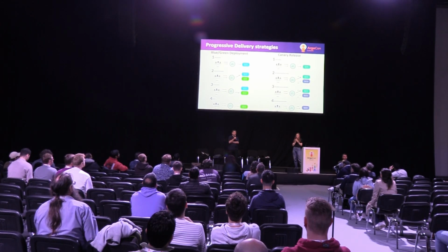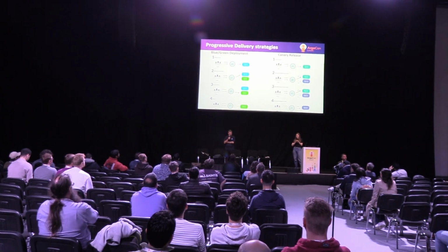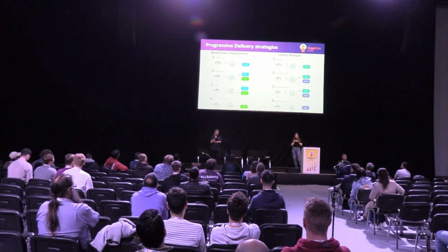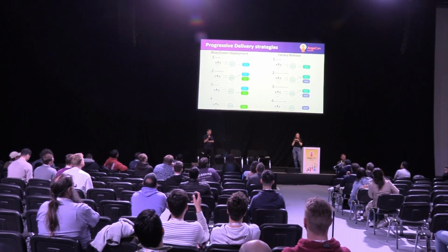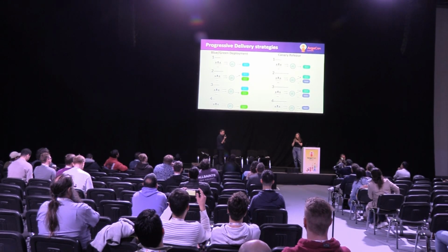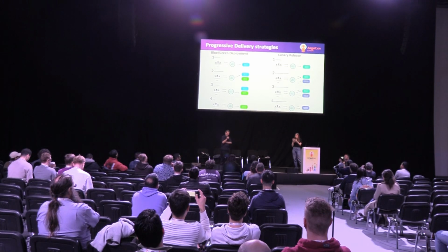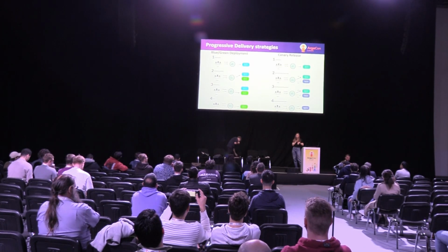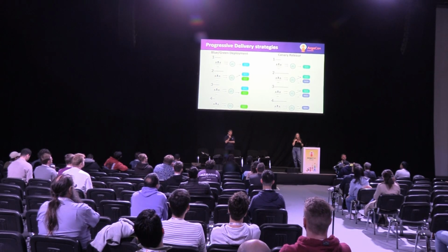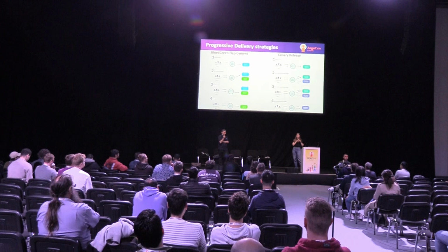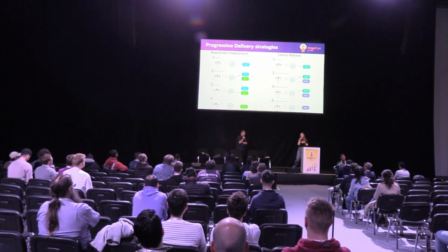In this presentation, we'll be talking about progressive delivery, and when we say that, we mean blue-green deployment and canary release. In blue-green, we would have two environments running, one with a stable version of the app, and the green environment with a preview or new version of an application.